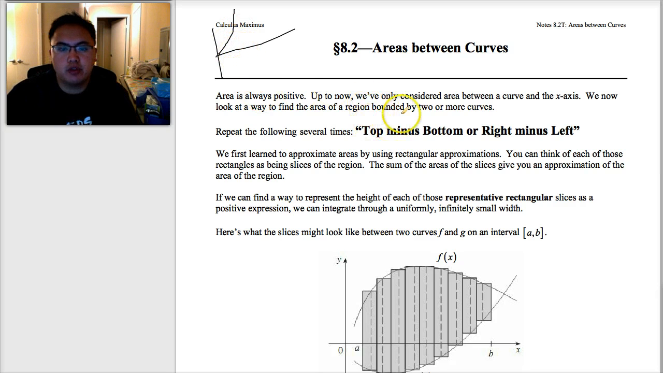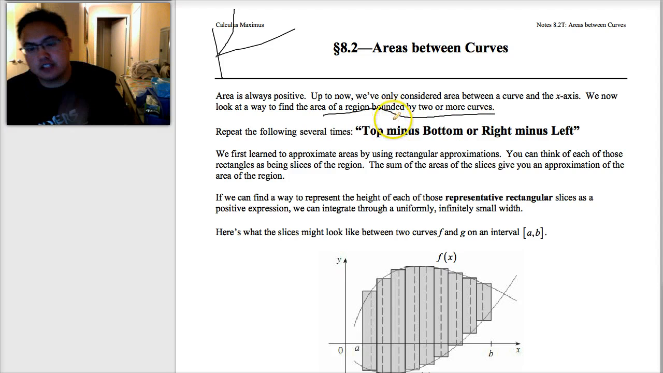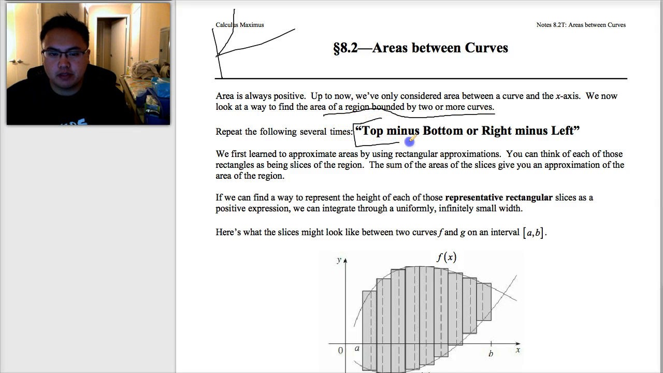But the problem is, what if we wanted to do it for a region between two curves? And some of you are saying, who cares, and why does it matter? There are applications for it, and we'll go over that later on. How do you do it? This note says to repeat it several times, and maybe it'll help you memorize it. It's always just top minus bottom, right minus left. Top minus bottom, or right minus left.